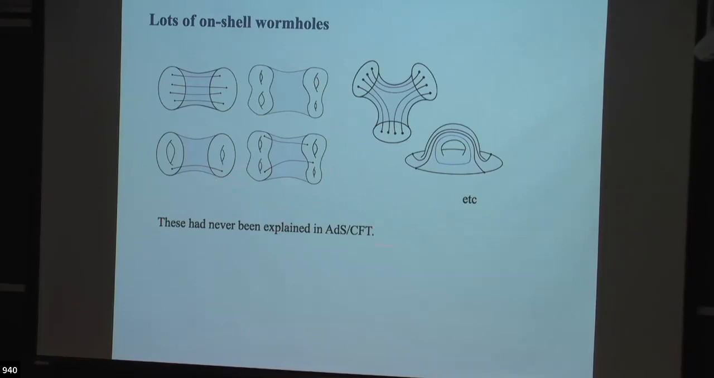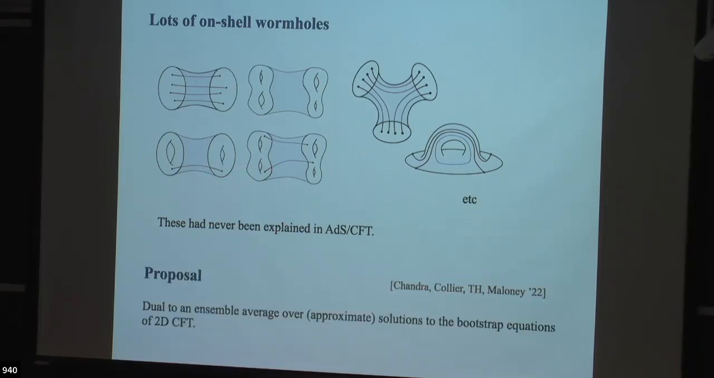But there are a lot of these solutions that had never been explained in ADS-CFT. And the conjecture that I want to describe, and the evidence for it, is that you can account for all these contributions quantitatively and reproduce them from the dual CFT. They come from an ensemble average over approximate solutions to the bootstrap equations of the 2D CFT. So usually in ADS CFT, we fix the particular CFT that solves the bootstrap equations. In this case, we're going to do something different. We're going to just approximately solve the equations and then define an ensemble.